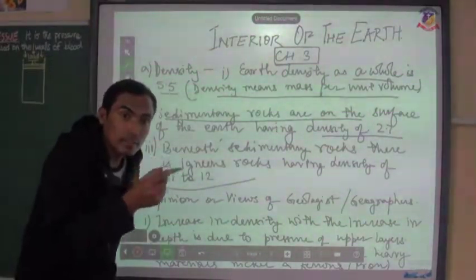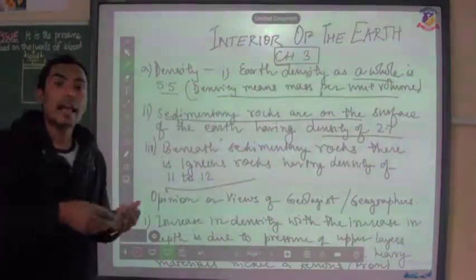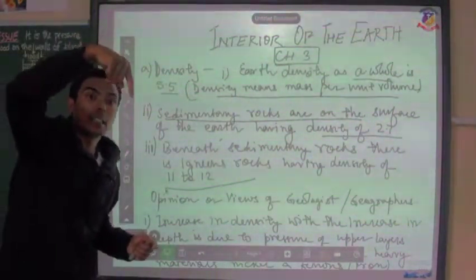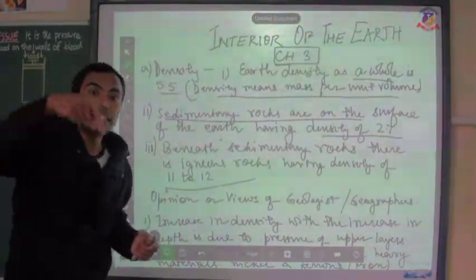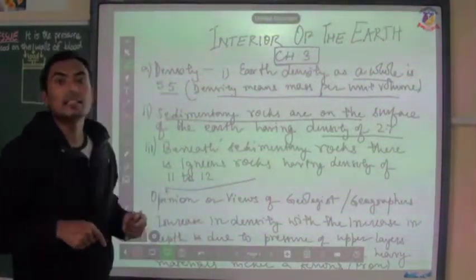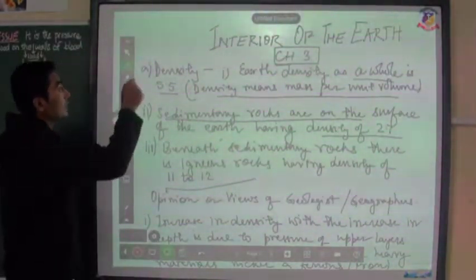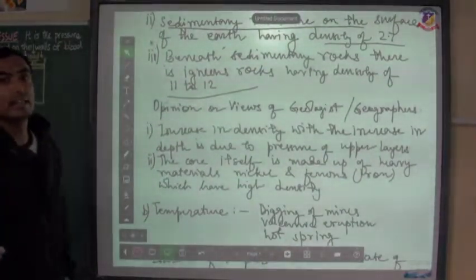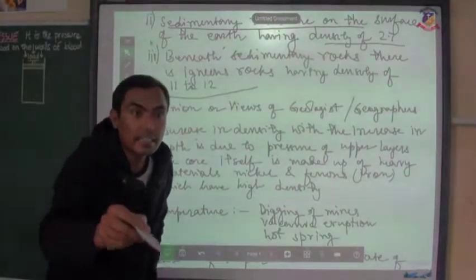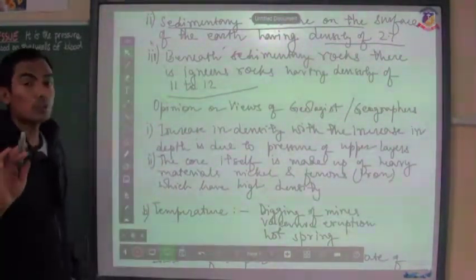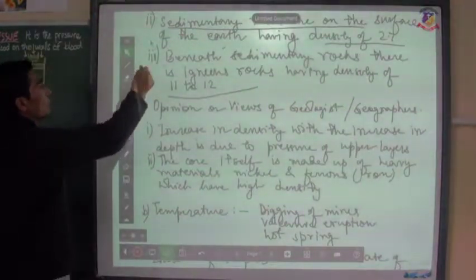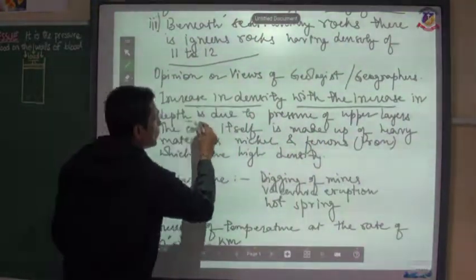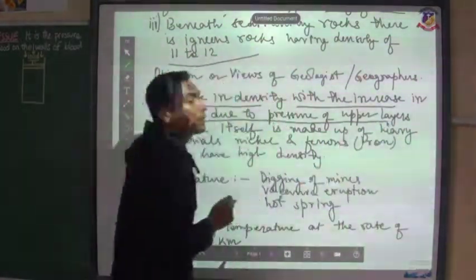Clear? What they are trying to explain to us is that as we go deeper from the earth's crust, the density starts to increase. It means that with the increase in depth, there is an increase in density. Clear? And not only that, there are some views on why the density increases with the increase in depth. The first opinion is that the increase in density with depth is due to the pressure of the upper layer.